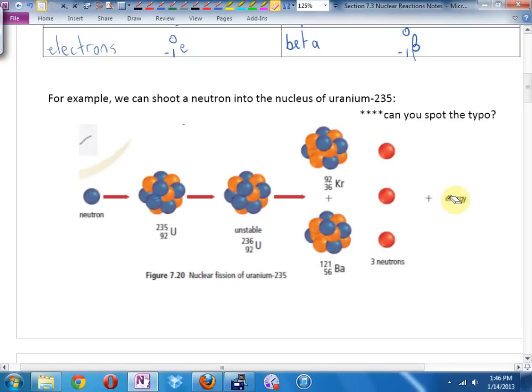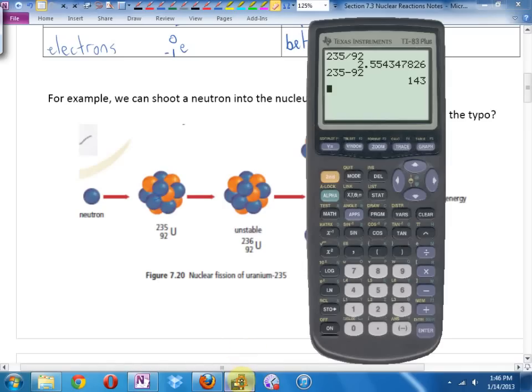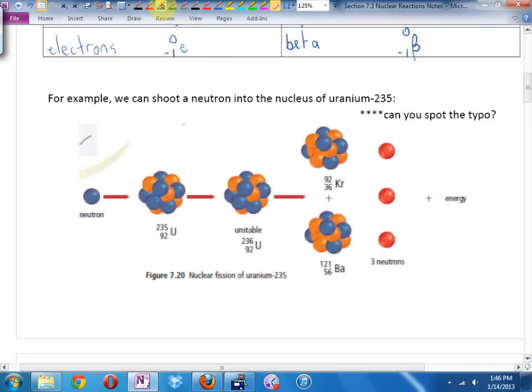Now, there is a typo. How much mass do we have before the element splits? 236. How much does krypton weigh? 92. How much do three neutrons weigh? How much does one neutron weigh? One. How much do three neutrons weigh? Okay, if I go 236 minus 92 minus three neutrons, I should have 141 mass left. Can you cross out the 121 on barium? Make it 141. The mass doesn't work.